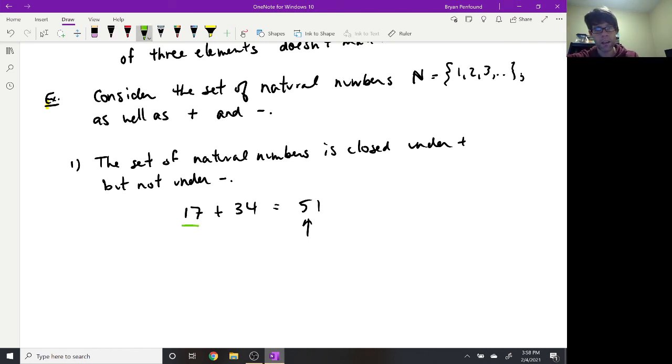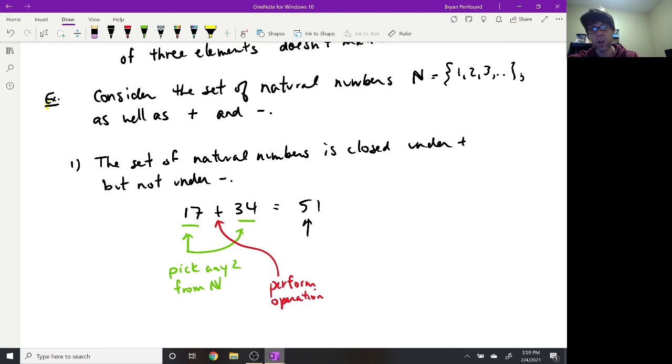So the idea is we pick two numbers inside the set, and they could technically be any two numbers. Then the second step is to perform the operation that's given to us. And then our last step is to check the result. So once I grab any two random numbers, add them together, I get this result of 51, and we ask ourselves the question, is this number still inside of n?